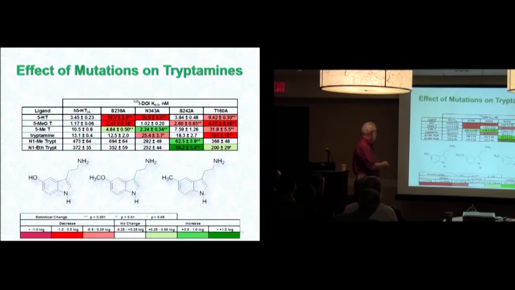Here's N1-methyltryptamine and N1-ethyltryptamine. So this is taking the hydrogen off and putting in a one-carbon piece or a two-carbon piece here. And for serine 242, we see in both cases, going from 470 nanomolar down to 62, a big increase in affinity, 370 down to 36, about a tenfold increase in affinity, again suggesting that 242 is interacting with the position where that indole NH is.